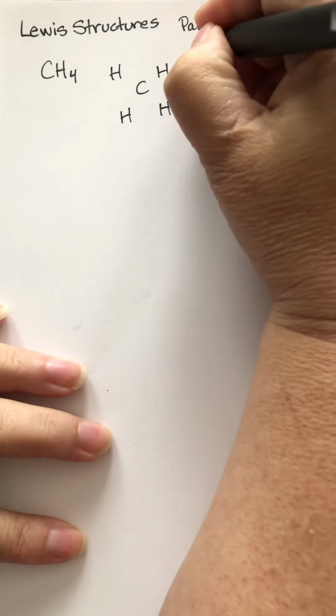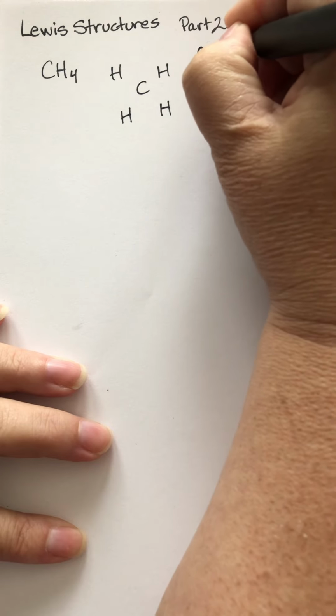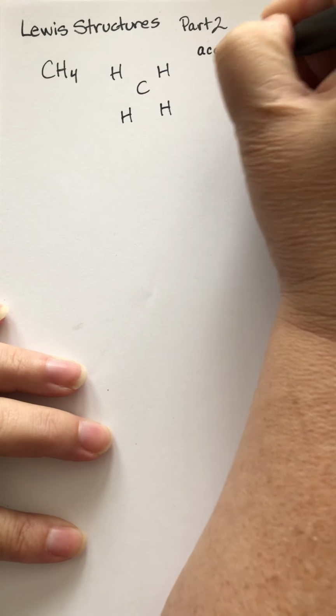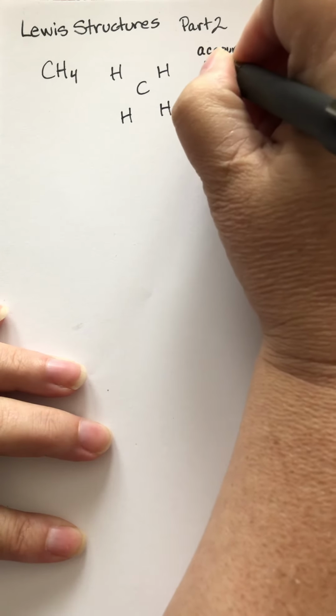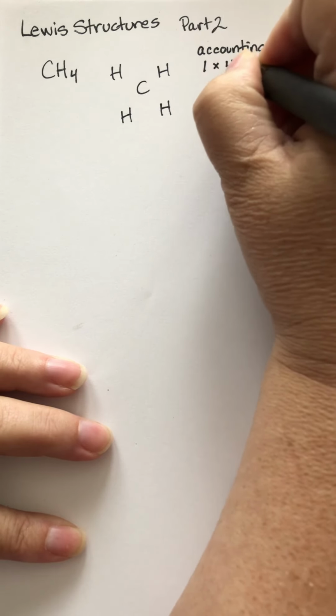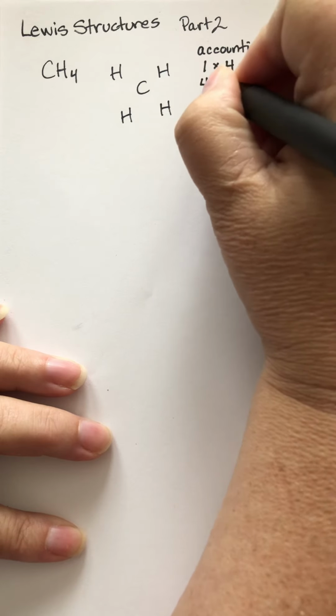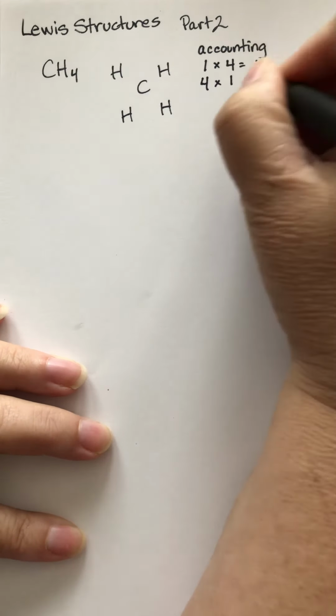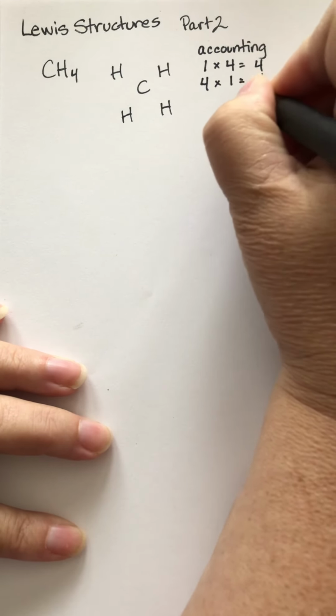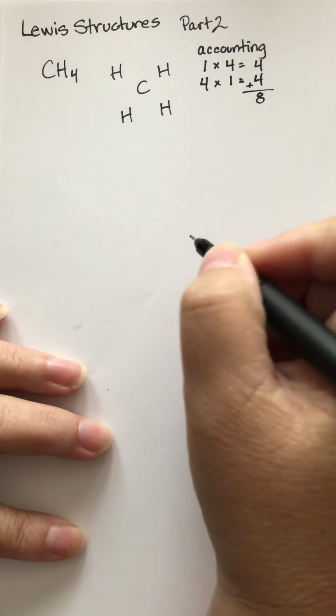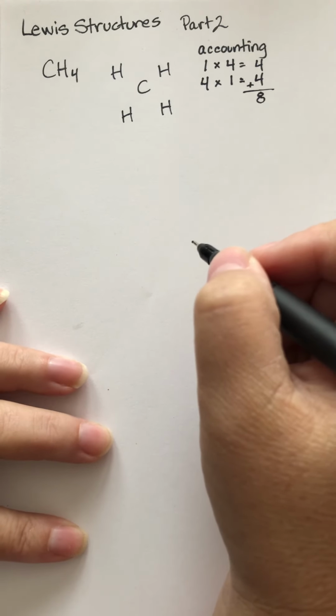Okay, I have to do my accounting for valence electrons. So I have 1 carbon. It's bringing 4 valence electrons. Okay. I have 4 hydrogens. They're each bringing 1 valence electron. That's a total of 8 valence electrons that need homes.